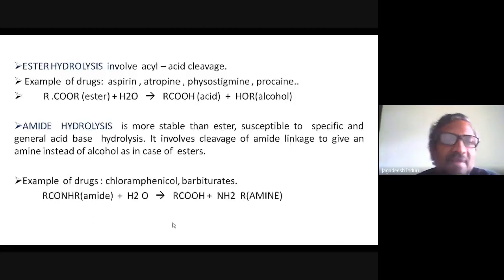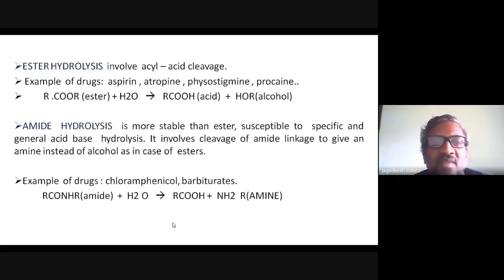And in actual practice, whenever you are working in a company, our drug may be something like chloramphenicol or barbiturates in the case of amides, and aspirin, atropine, physostigmine or procaine like ester drugs. We are going to handle them and study the precursors or the cleavage products to see the progress of the reaction under aqueous conditions, and we need to withdraw samples and study. We make an attempt to see its kinetics, half-life, shelf life and the prediction of the expiry date.